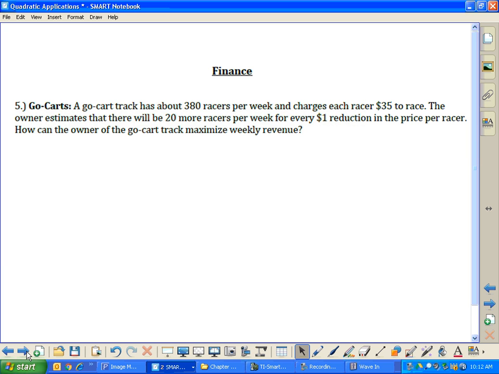Maximize his weekly revenue. What's that word remind you of? Okay. When I see maximum in this chapter, I think of parabolas, right? Is there a certain point that helps us identify a maximum? Selena. The vertex. So slightly different skill set here.